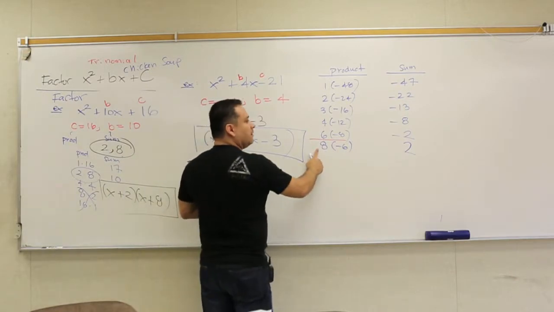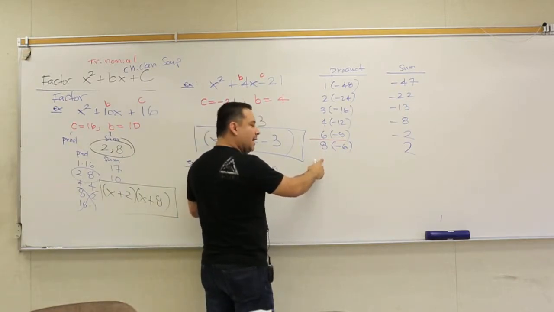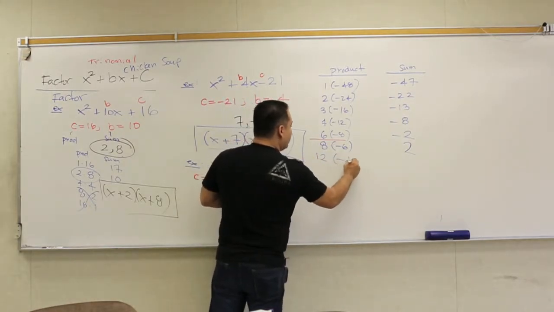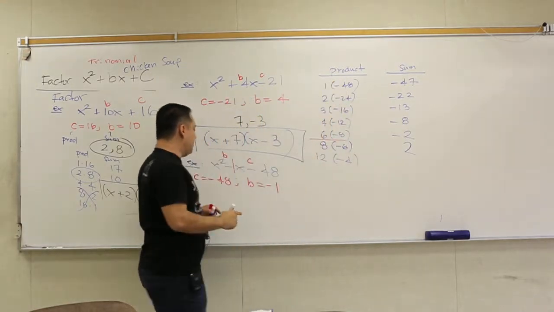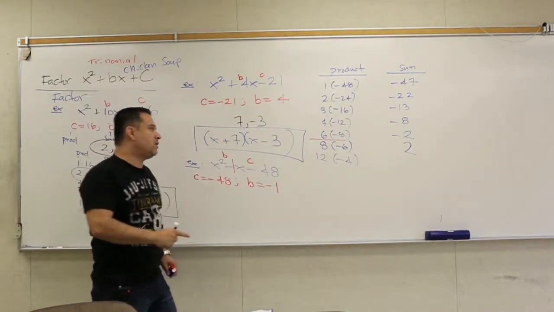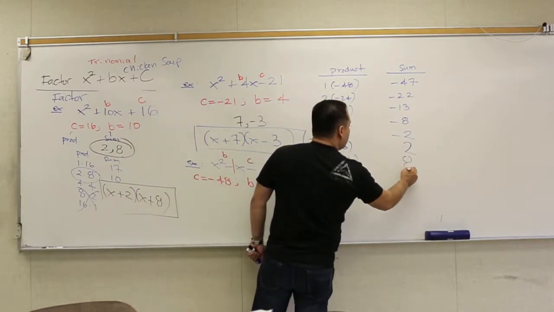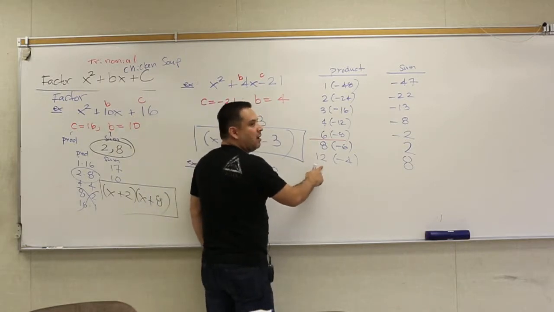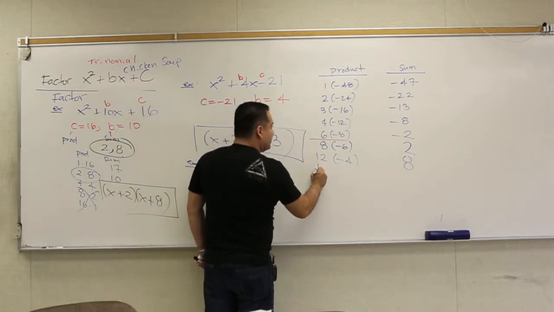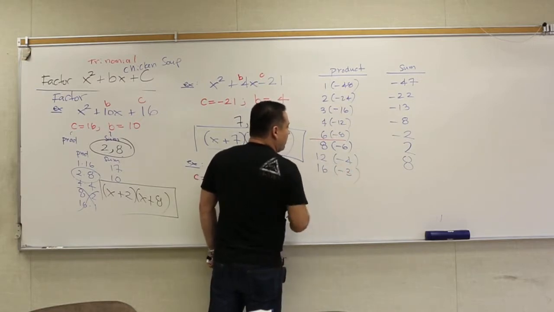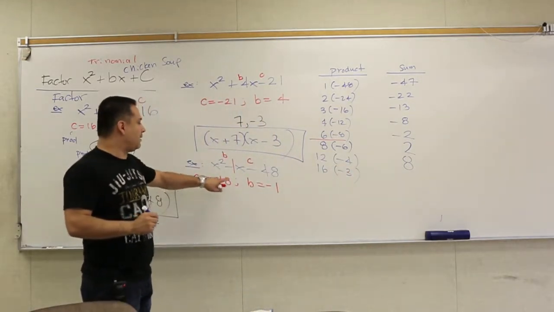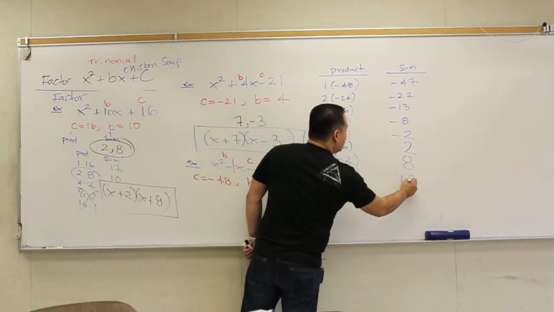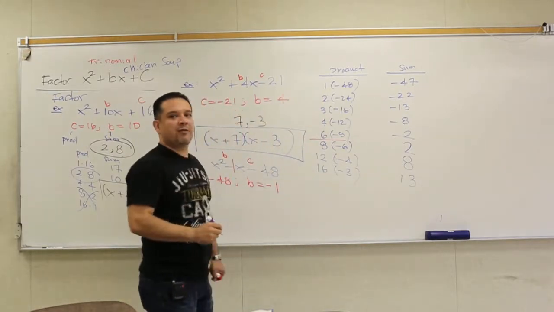And then what comes after 8? What about 9? No. 10. 11. 12. 12 times what? A -4, because the product has to be a -48. What's 12 plus -4? Is that 8? All right, what's next? 13. No. 14. 15. 16 times what? Well, has to be a -3, because the product is what? Negative. What's 16 plus -3? Not 13? Does anybody start to notice a pattern here?